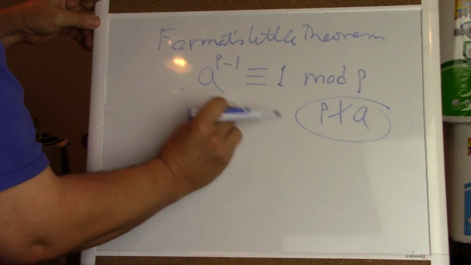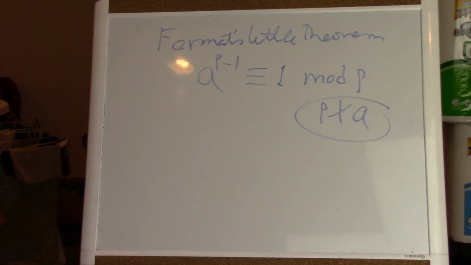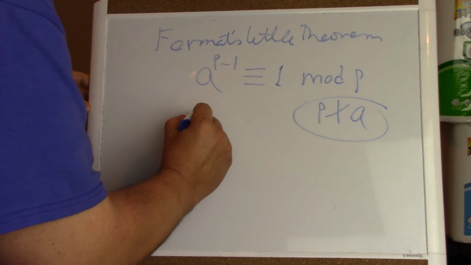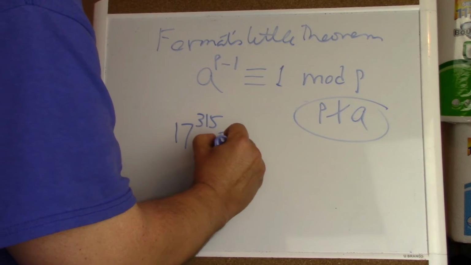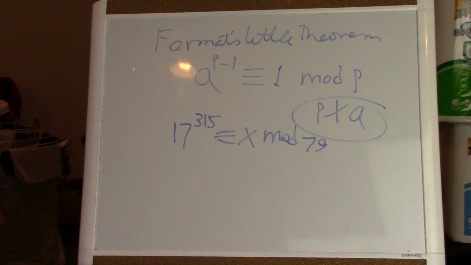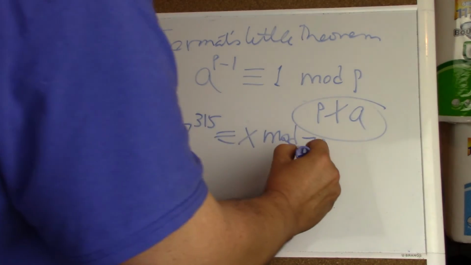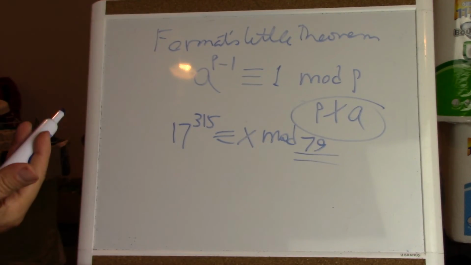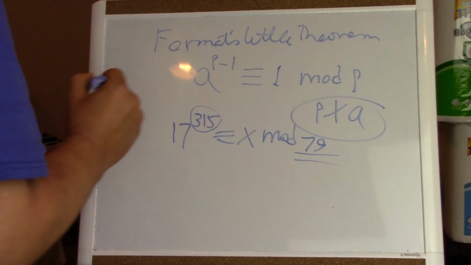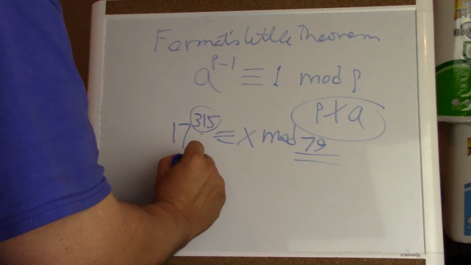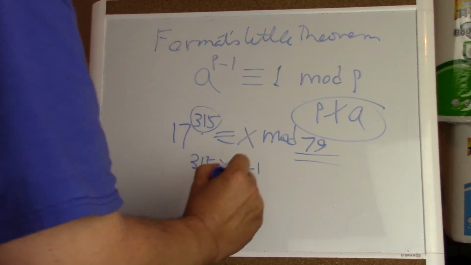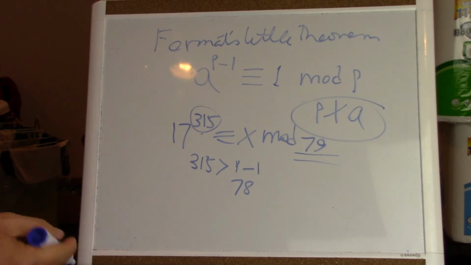So the only way that it works is if this condition is satisfied. Now, there are several ways in which these problems are given in exams. One of the ways is they'll say something like 17 to the 315 is congruent to x mod, I want to use one of my favorite prime numbers. Now you'll have to check that it's a prime number, or they should tell you it's a prime number, in which case you can use Fermat's little theorem. Now the key is that this number has to be greater than p minus 1, which here is 78. If it's not, then you cannot use Fermat's little theorem.